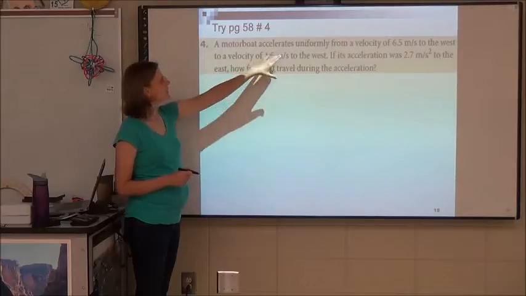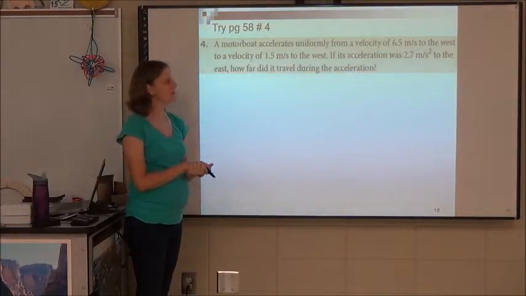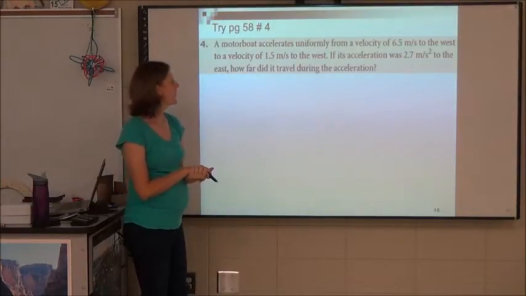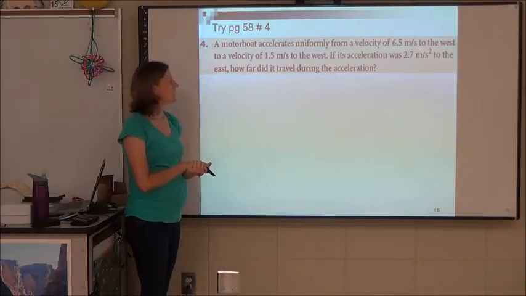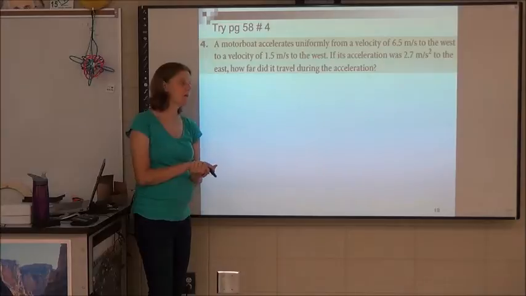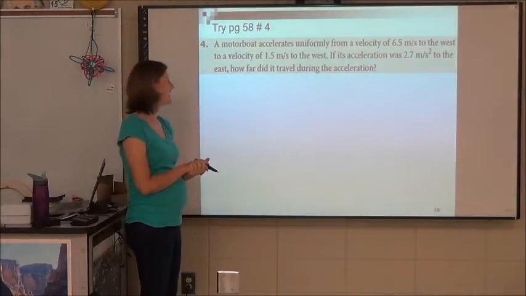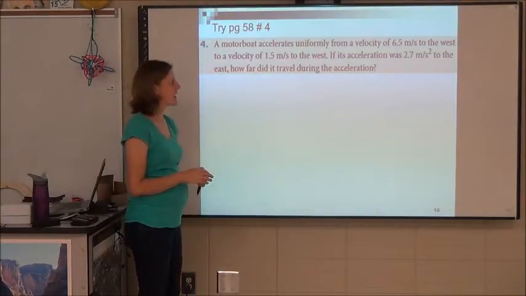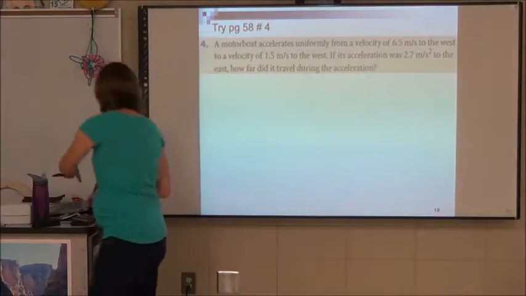So a motorboat accelerates uniformly from a velocity of 6.5 meters per second to the west to a velocity of 1.5 meters per second to the west. If its acceleration was 2.7 meters per second squared to the east, how far did it travel during the acceleration?